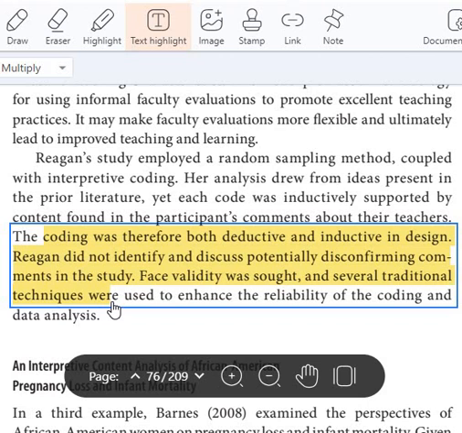Face validity was sought, and several traditional techniques were used to enhance what? To enhance the reliability of the coding and data analysis. So whenever another researcher intends to conduct the same study, he would have the same results. This is called reliability.